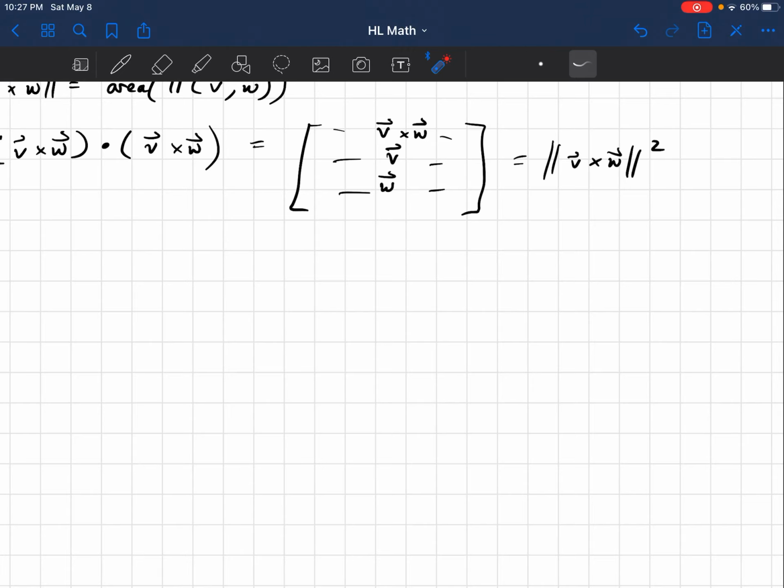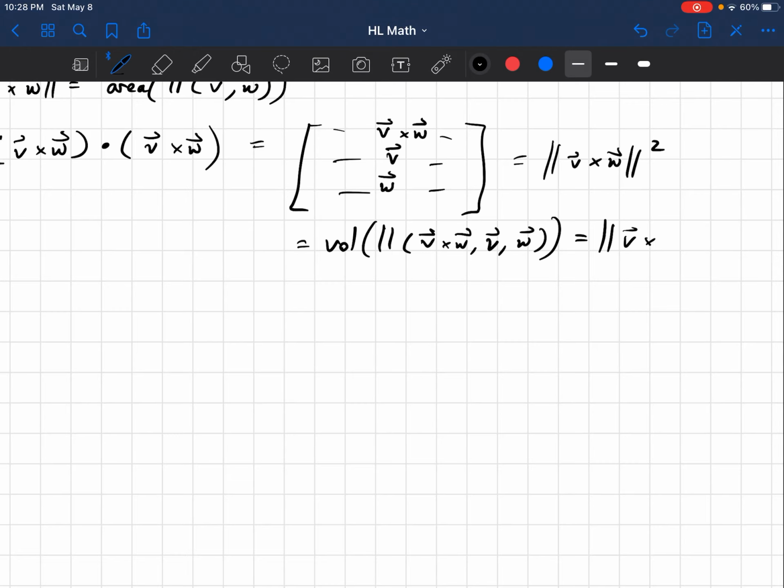And so that means, and you can look at my videos on what the determinant of a matrix actually means, but it's a scaling factor that space undergoes in the linear transformation represented by the matrix. And so this determinant here would be equal to the volume of the parallelepiped spanned by V cross W, V, and W. And this is equal to the magnitude of V cross W squared.